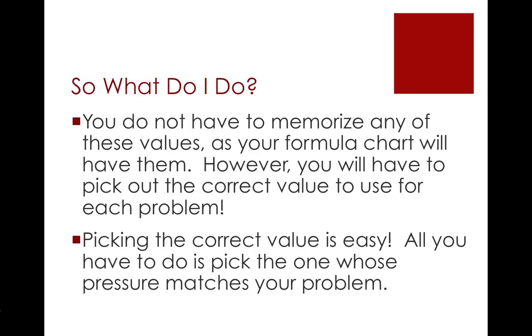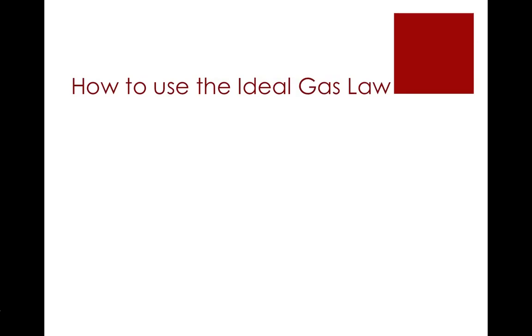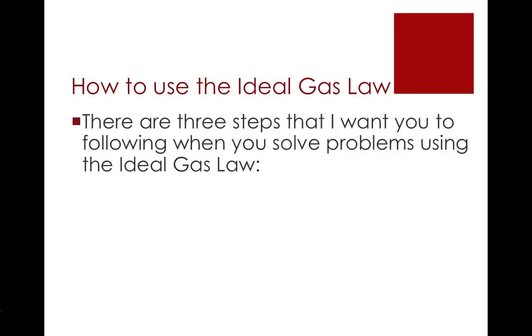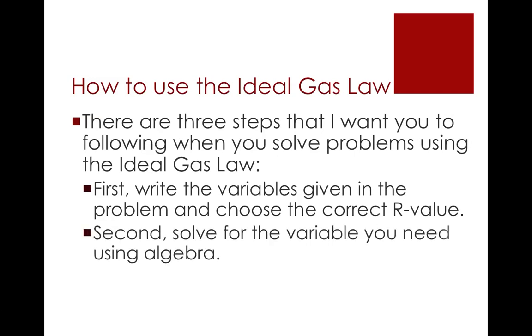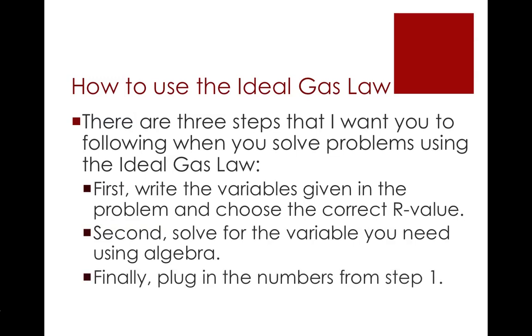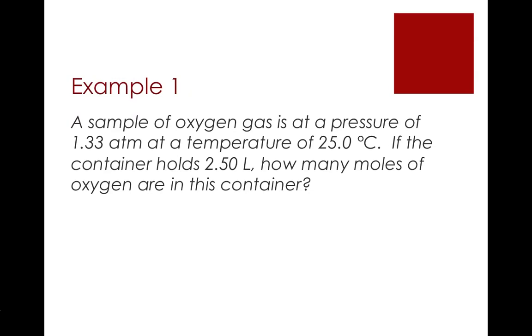Before we jump into practicing with these problems, there are 3 steps that I want you to follow every time you use this. First, write down the variables given in the problem, and when you do that, choose the correct R value. Second, solve for the variable you need using algebra. Don't go plugging in numbers until you have the variable by itself, just like we were doing before. And finally, plug in the numbers that you wrote down in step 1. So let's take a look at some of these examples. Let's jump right into them.